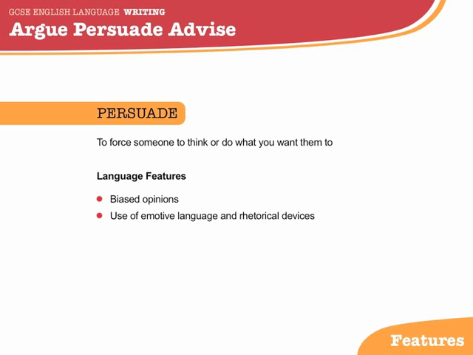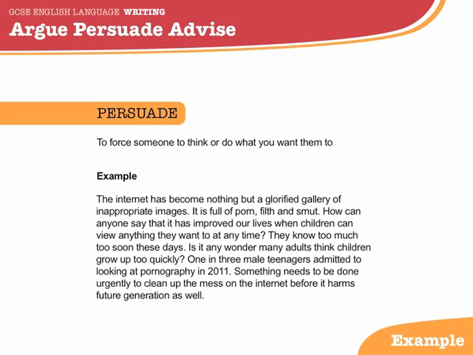The rhetorical devices you can use are many and varied, and include techniques such as the rule of three, repetition, alliteration, metaphors and rhetorical questions, plus many more. You can also forcefully counter opposing opinions to show why your reader is wrong to think the way they do. As with writing to argue, the use of evidence to back up your opinions will make them seem realistic and therefore more persuasive. Here's an example of someone writing to persuade their reader that the internet is a bad thing.